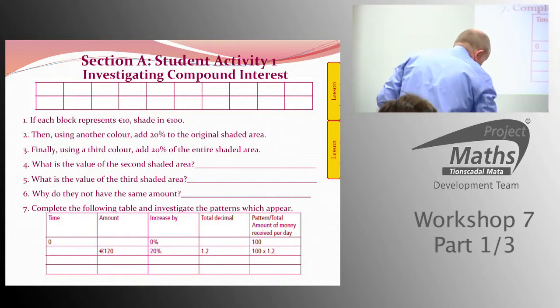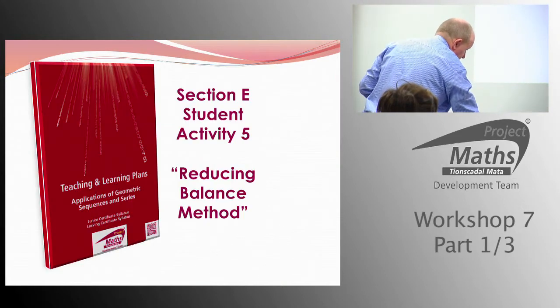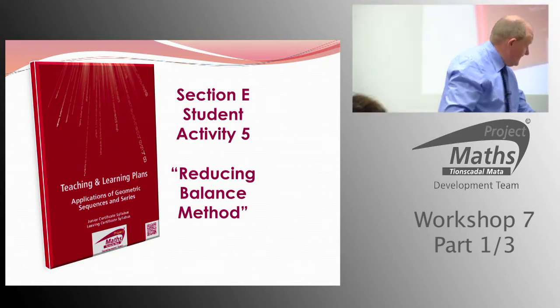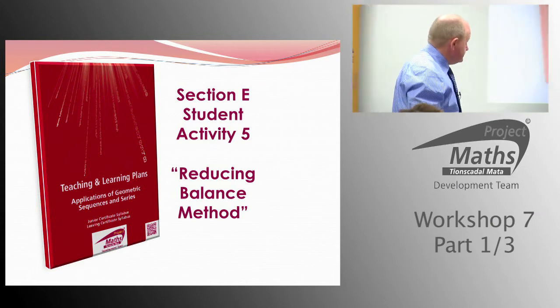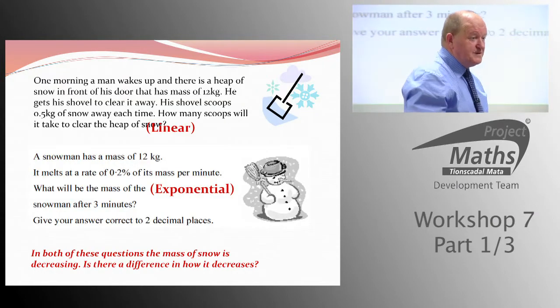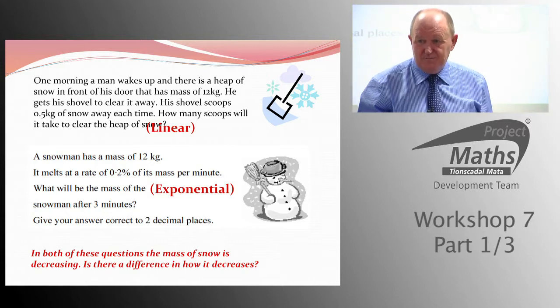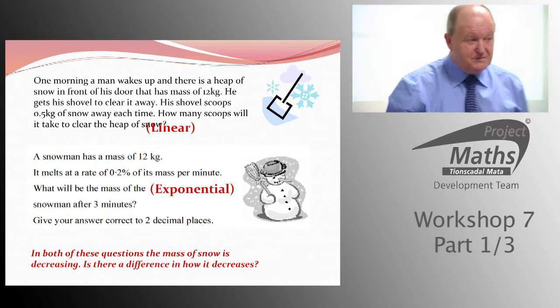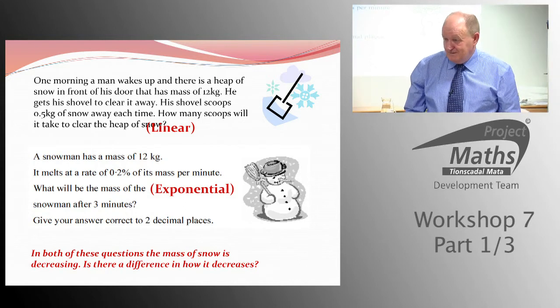Okay, moving on from that, reducing balance I want to look at now. This is again from the same T&L plan. There's two questions on the board there. I asked the other day, what's the similarity and what's the differences in those two questions? What's the similarity in those two questions?